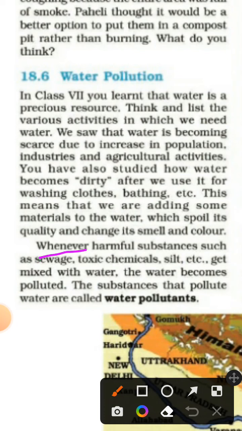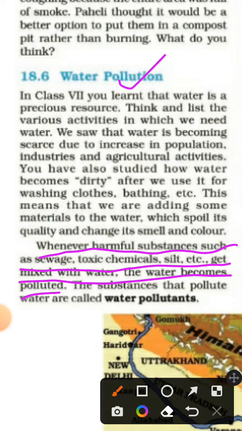Whenever harmful substances such as sewage, toxic chemicals, silt, etc. get mixed with water, the water becomes polluted. This is known as water pollution. The substances that pollute water are called water pollutants.